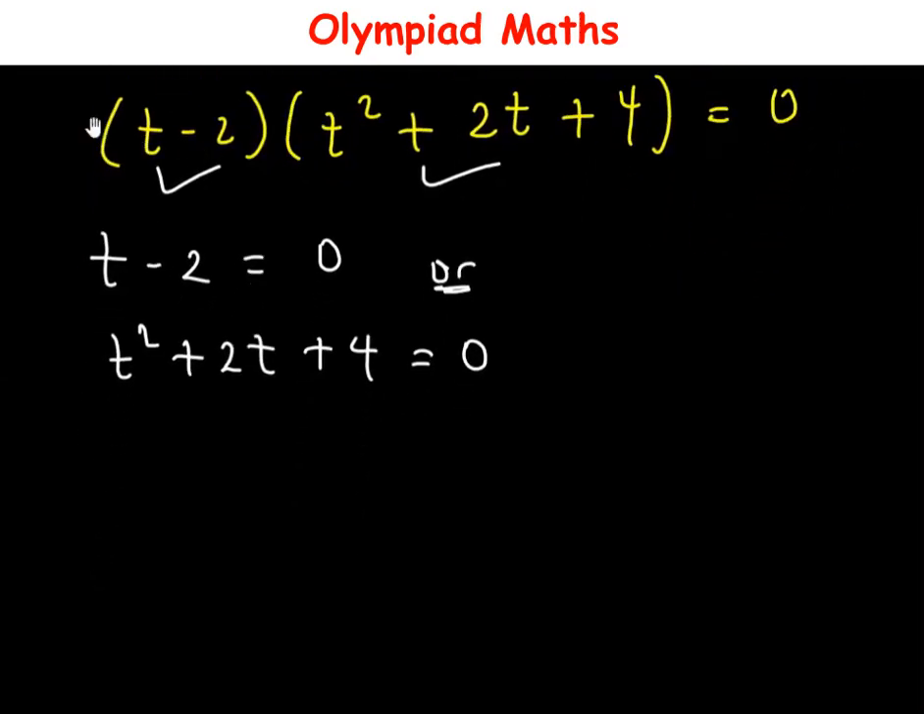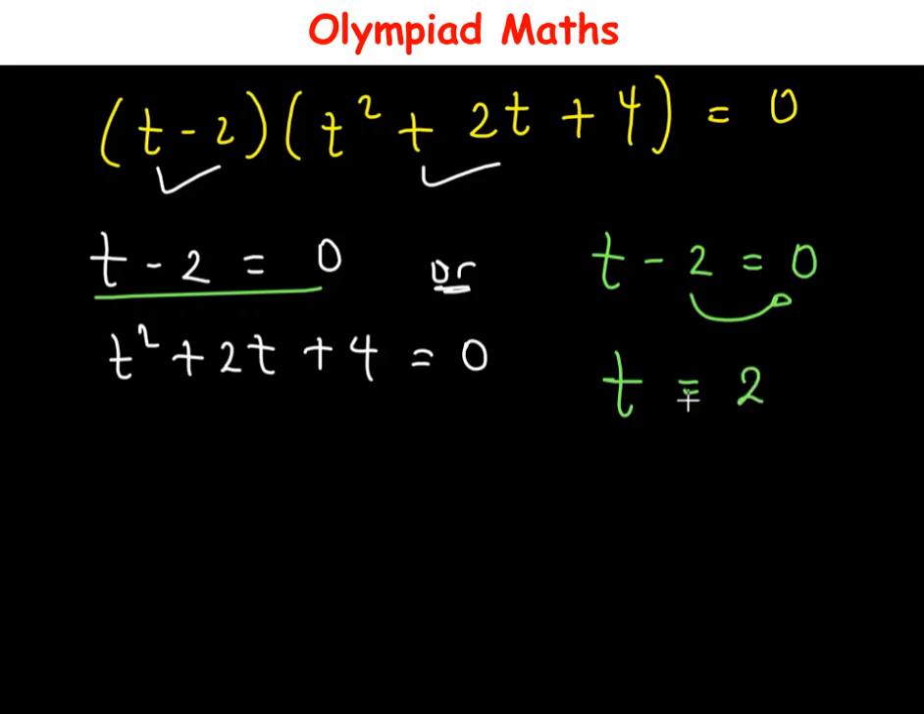And from here, working with the first equation, which is t minus 2 equals 0, move minus 2 over to this side, the value of t becomes plus 2. So with this, we've gotten the first value of t, which is equal to 2. Now that is not all.